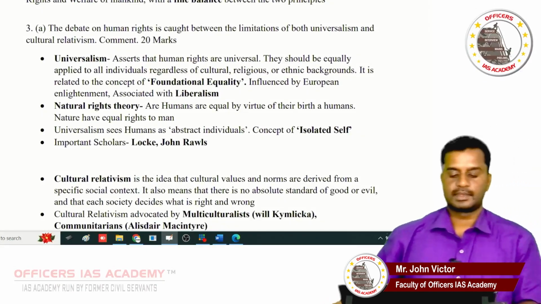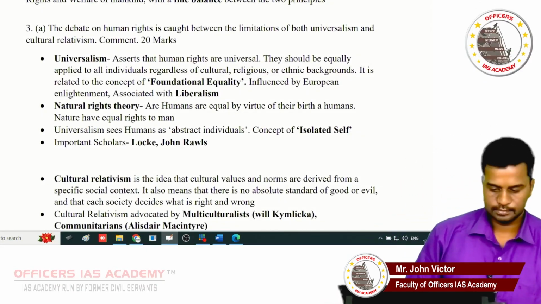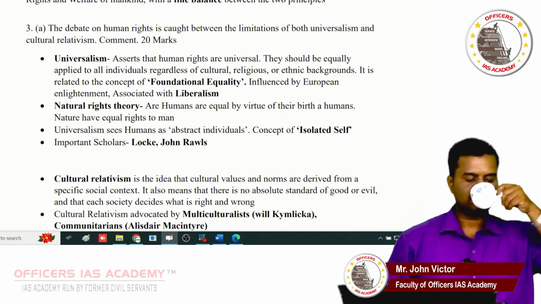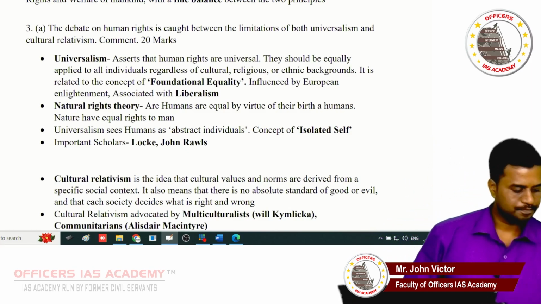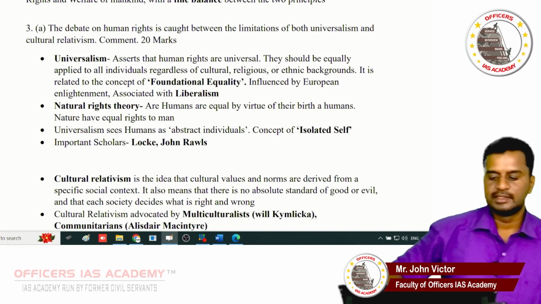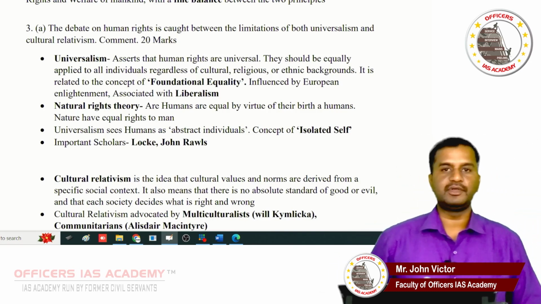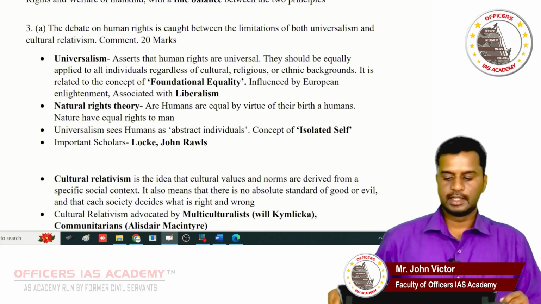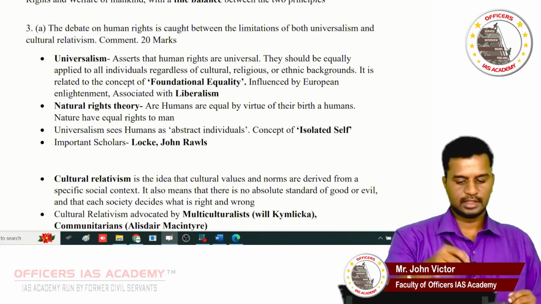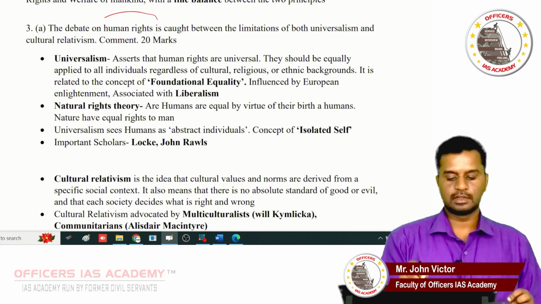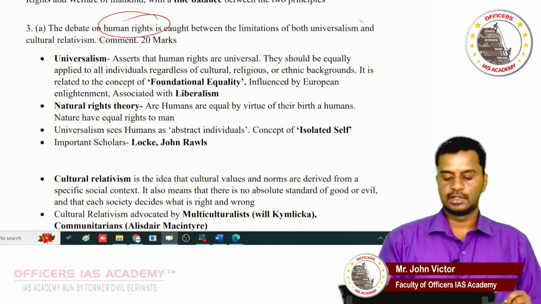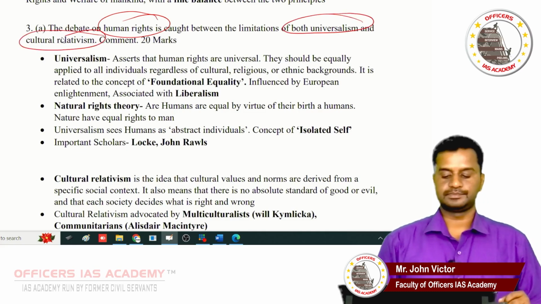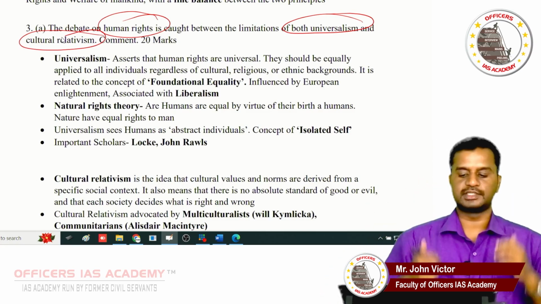Third question, 3A. The debate on human rights is caught between the limitations of both universalism and relativism. The key concepts given are human rights, universalism, cultural relativism. Explain these concepts and associate them.